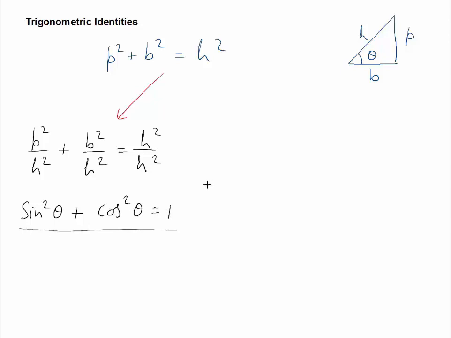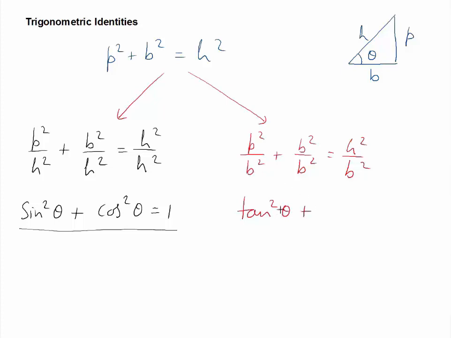So this is the first trigonometric identity. Similarly, we can divide both sides by b square to get p square by b square plus b square by b square equals h square by b square. Now p by b is tan theta.